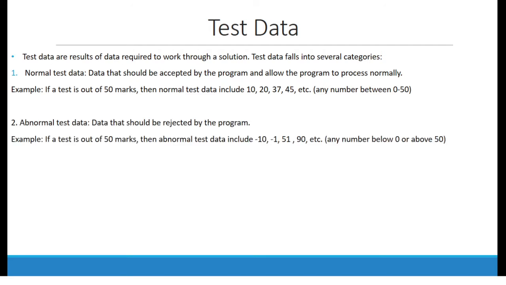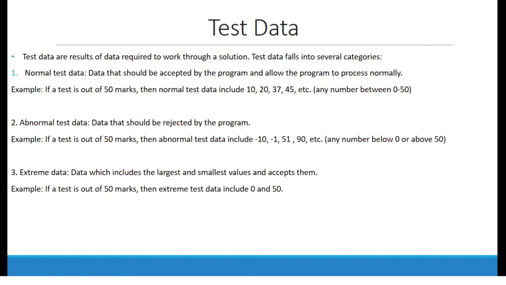Abnormal test data. It is data that should be rejected by the program. For example, if a test is out of 50 marks, then abnormal test data include minus 10, minus 1, 51, 90, etc. Any number below 0 or above 50. Extreme data. It is data which includes the largest and smallest values and accepts them. For example, if a test is out of 50 marks, then extreme data includes 0 and 50.